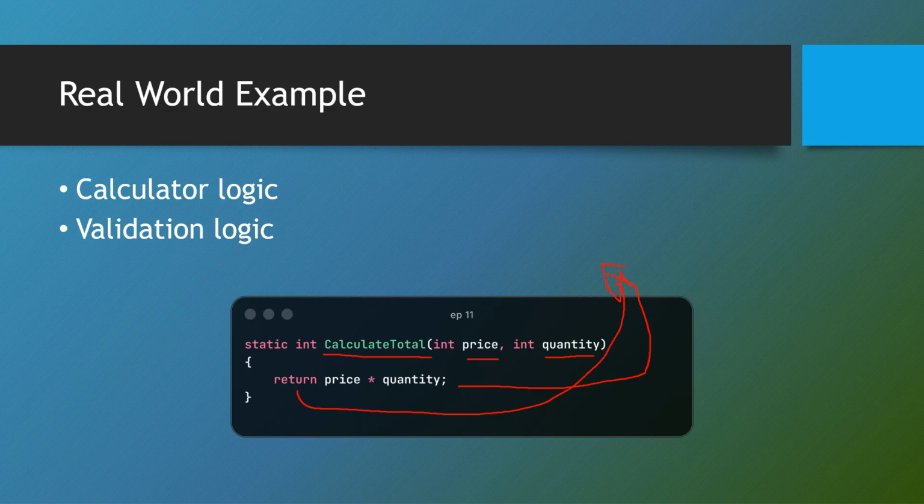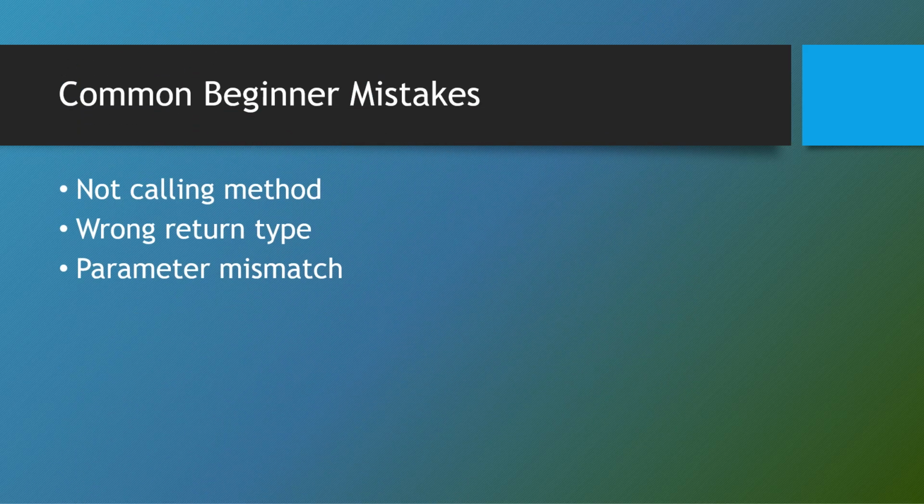Common beginner mistakes. One common mistake is creating a method but never calling it. Another is mismatching parameter types. A third is forgetting to return a value when the method expects one. Understanding method flow helps avoid all of these issues.